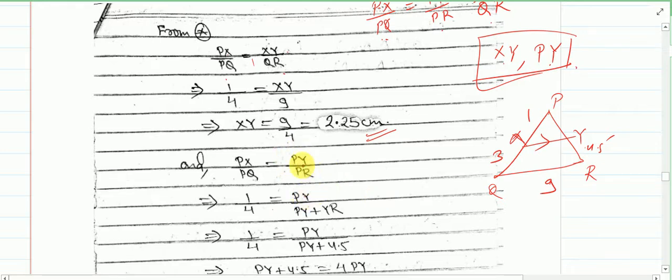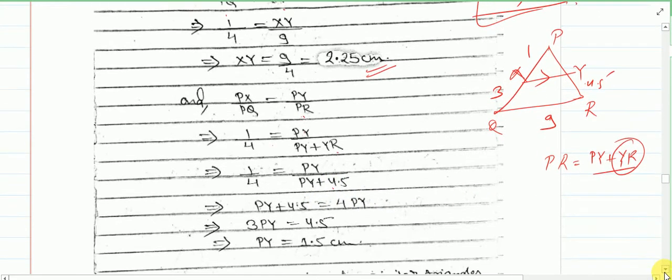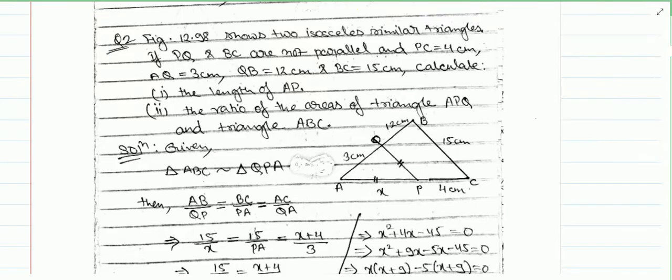So Py upon Pr. Here we don't know the value for Pr, so what we can do, Pr can be written as Py plus Yr. Okay, we know the value for Yr, so we substitute the value and simplify it and we'll get Py is equal to 1.5 centimeter. Okay, so question number 1 is done. Now let us see question number 2.